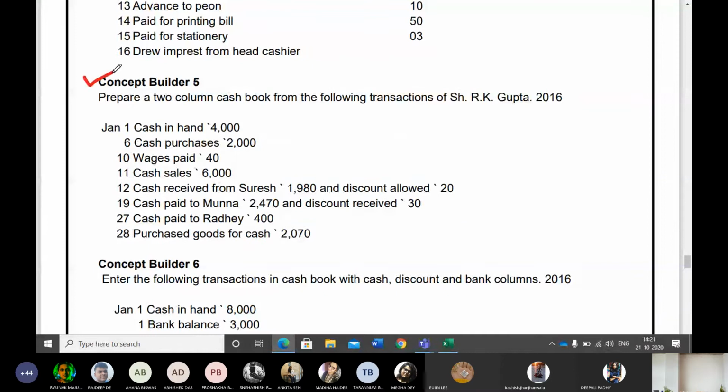This will be a classwork for you. You have to complete this question on your own. It's a double column cash book of Shri R.K. Gupta for the year 2016. There are only a few transactions. You have to complete this entirely right now. Then I'll show you how a triple column cash book can be prepared.